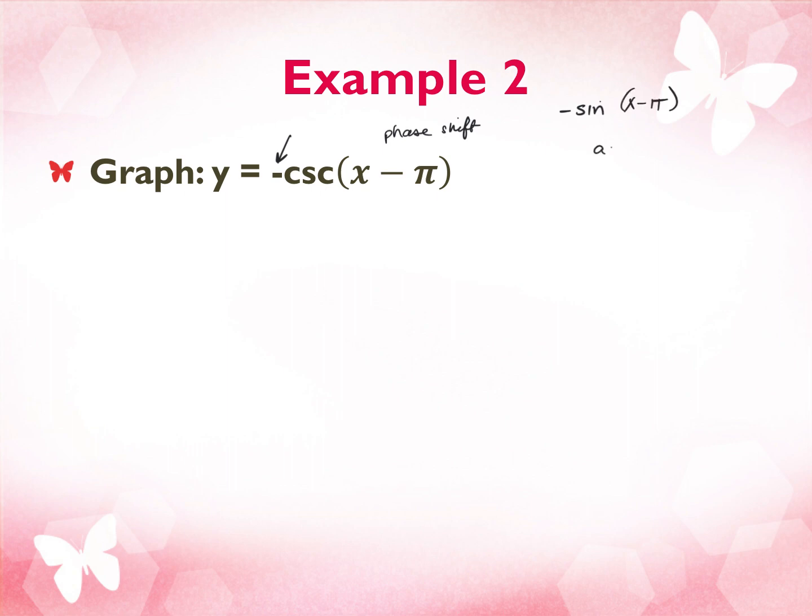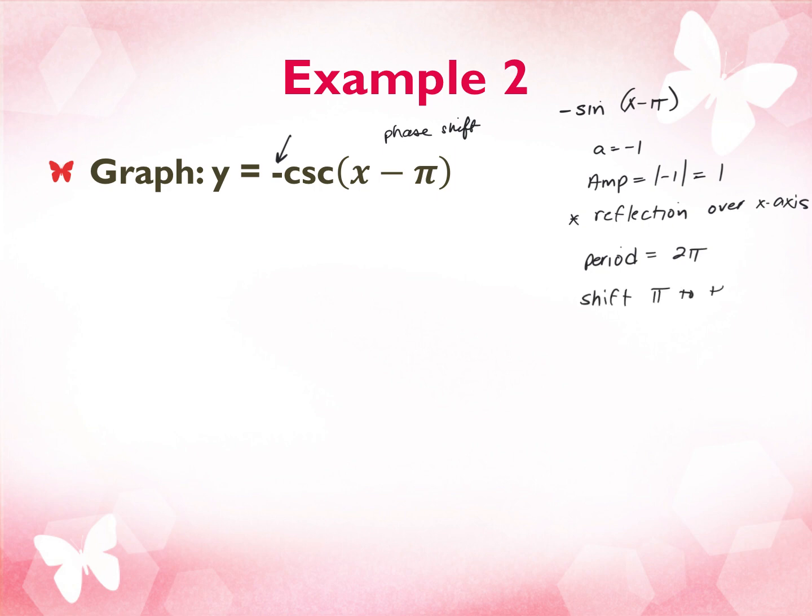And so I know that my a value is -1, which means my amplitude is going to be the absolute value of -1, or 1. And I also know because it's a negative, it's a reflection over the x-axis. Okay, so it's kind of important there. Remember when we do a phase shift, we told you we weren't going to change the period. And so notice the b value is 1, so our period is still going to be the basic 2 pi. And lastly, our entire graph is going to shift pi to the right.